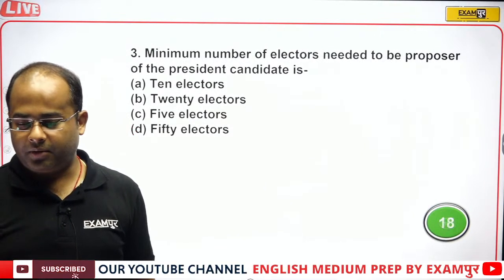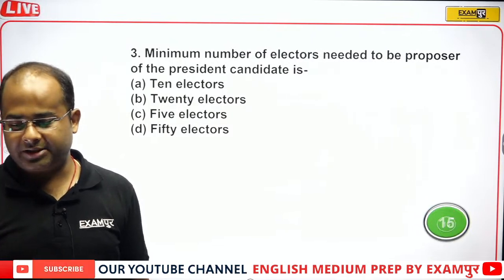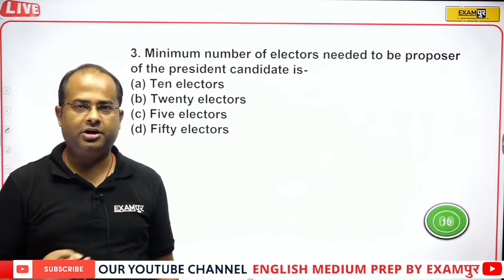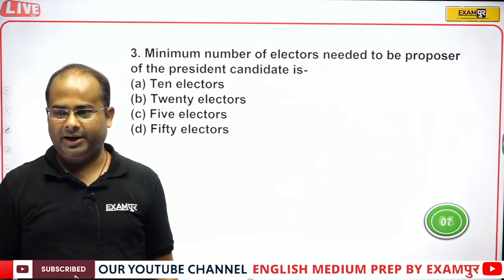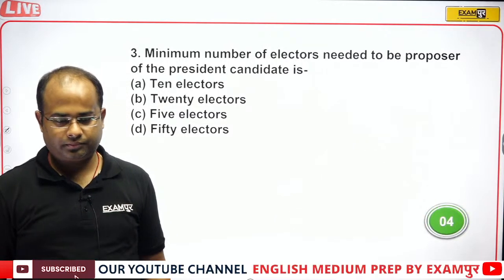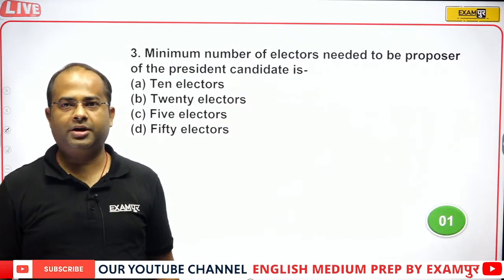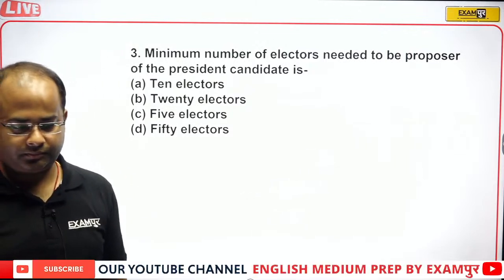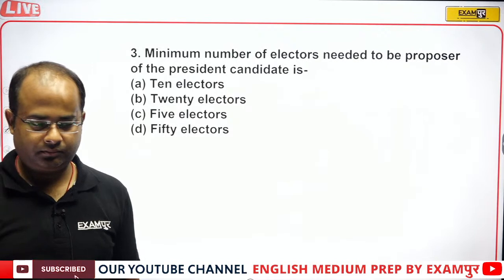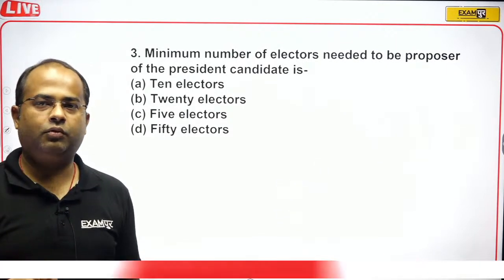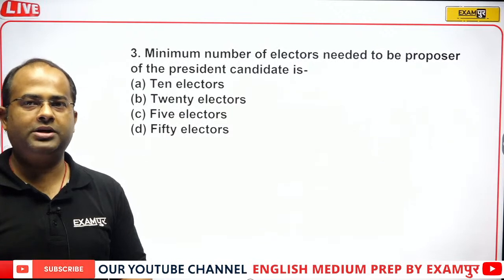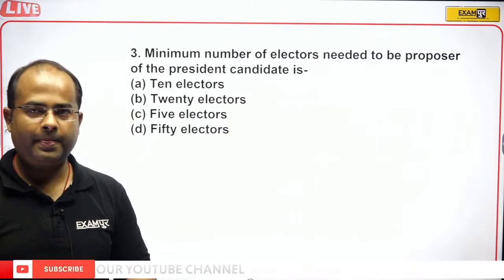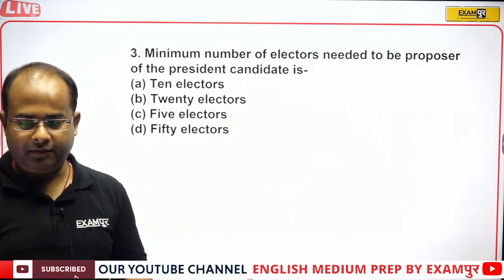So, what is the minimum number of electors needed to be proposer of the president candidate? If any person wants to contest the presidential election, what is the minimum number of proposers required? Is it 10, 20, 5 or 50?